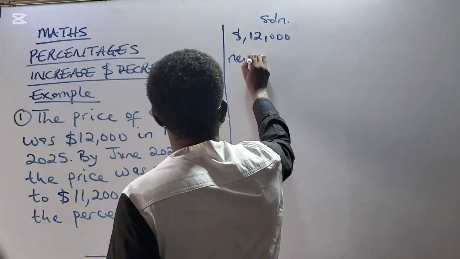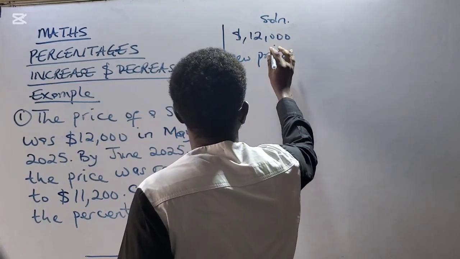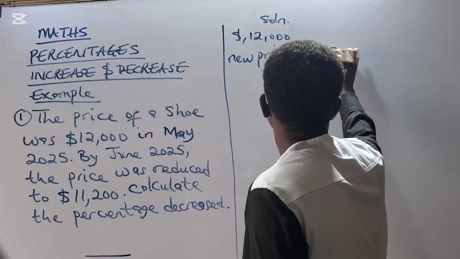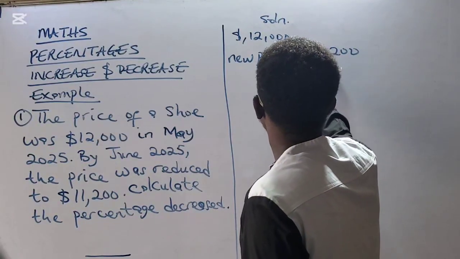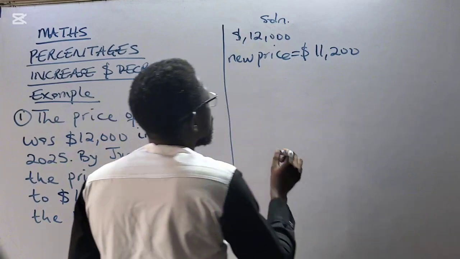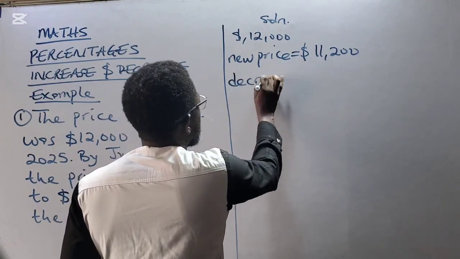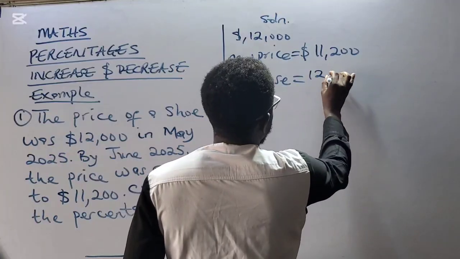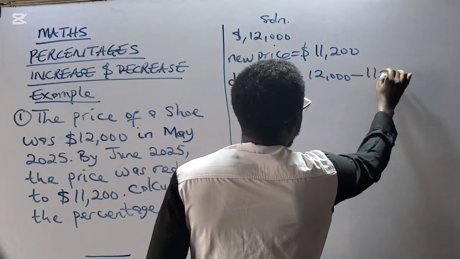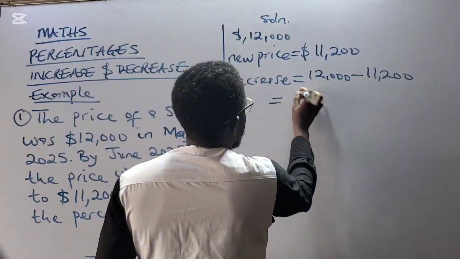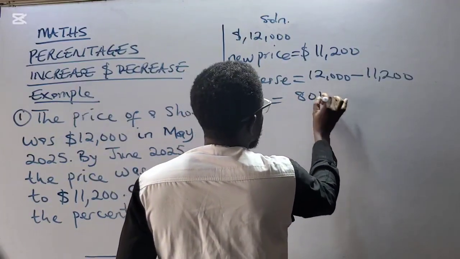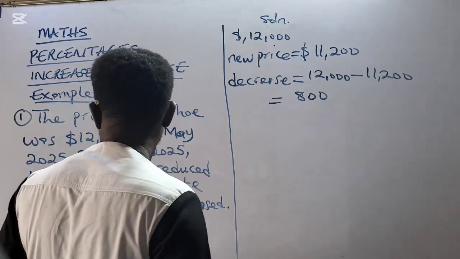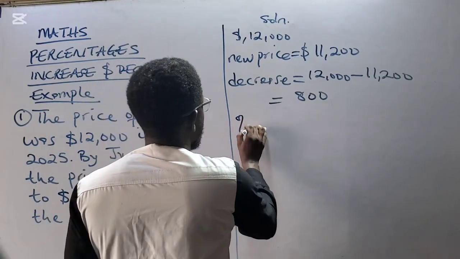Then the new price is $11,200. So now we need to get the decrease. That's the first thing we'll calculate. The decrease is the original price, 12,000, minus the new price, 11,200. That will give us what? $800. That's the decrease. So now we have to calculate the percentage decrease.